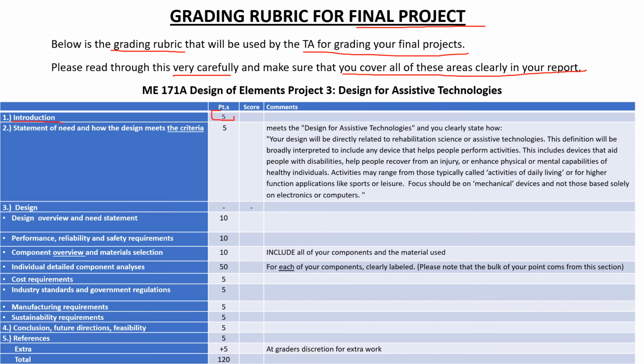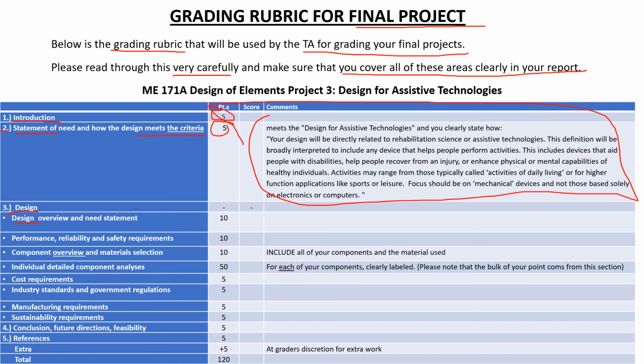5 points associated with your introduction. Number 2 is the statement of need and how the design meets the criteria, and this is going to be 5 points here, and you can see over on the right we have a description of what this is, some comments related to that statement of need. Then you have your design. You can see the design, I've broken this down. We talked about this earlier, and we've broken it down again here in the rubric.